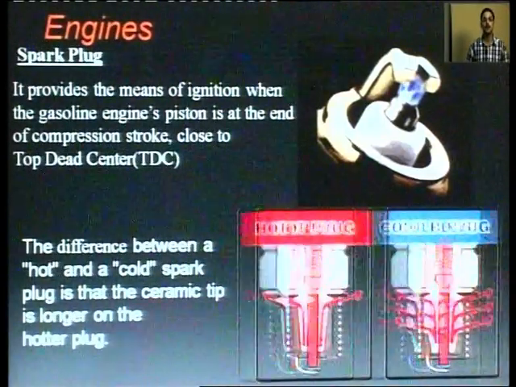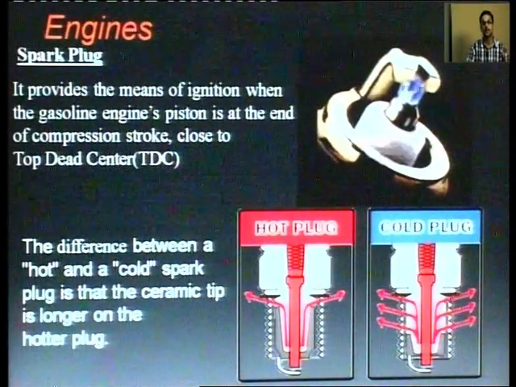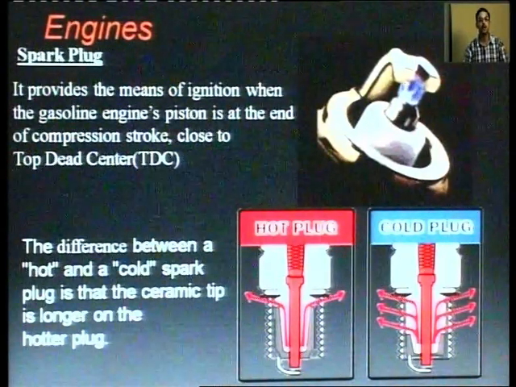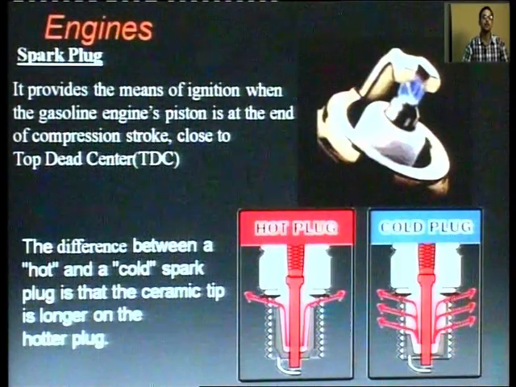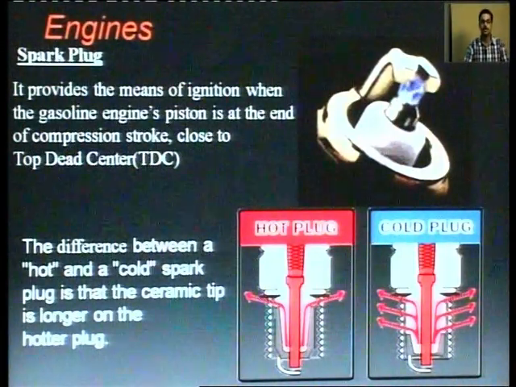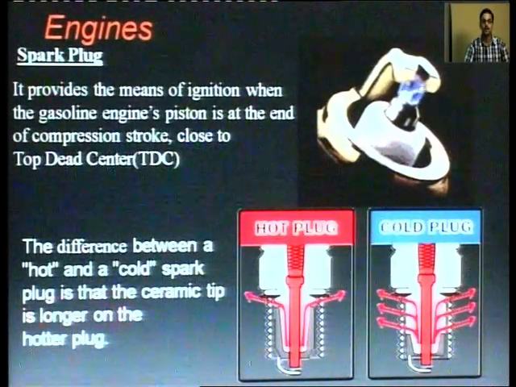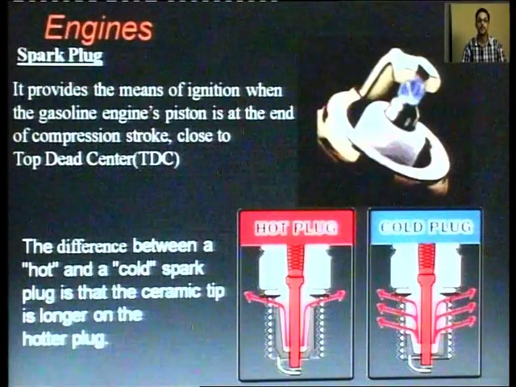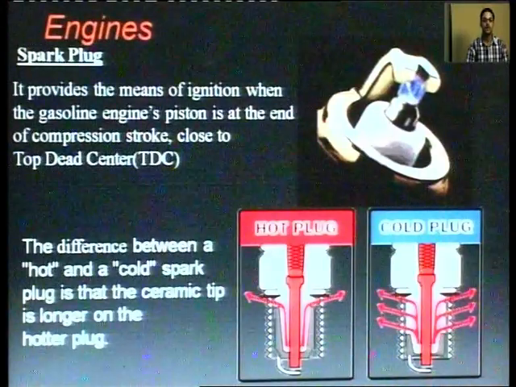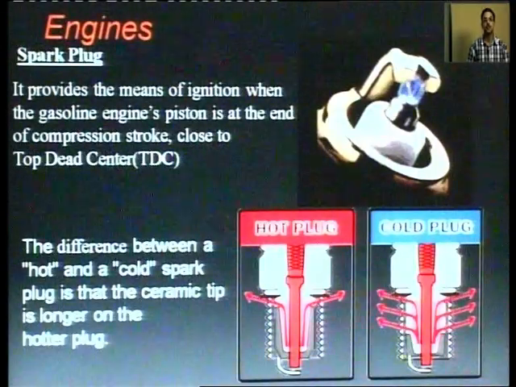The difference between a hot and cold spark plug. Generally there are two types of spark plugs. Number 1 is the hot plug, number 2 is the cold plug. The difference between a hot and cold spark plug is that the ceramic tip is longer on the hotter plug. As you must have seen on a spark plug, there is a white coating of ceramic on which there is generally written MICO. That ceramic tip is longer in the case of the hot plug, as shown in the figure.